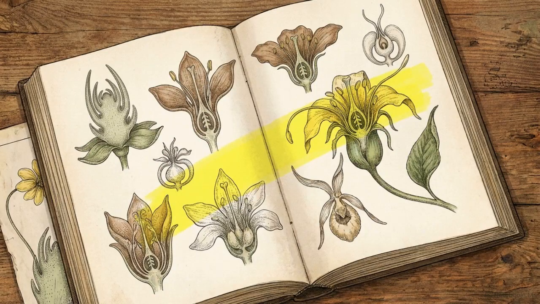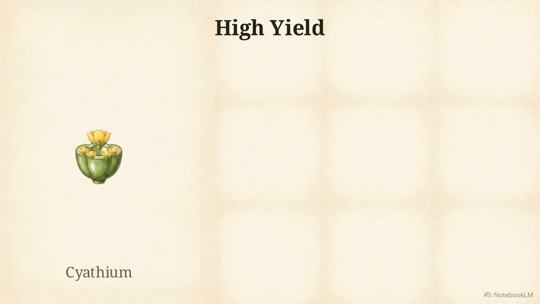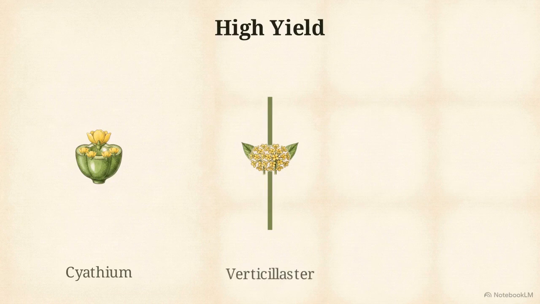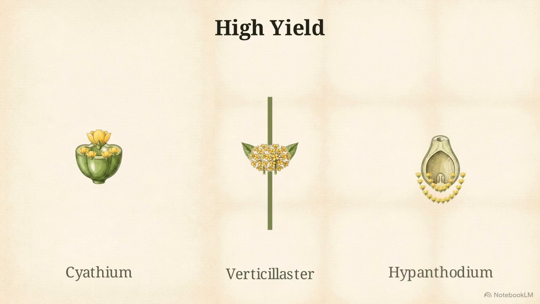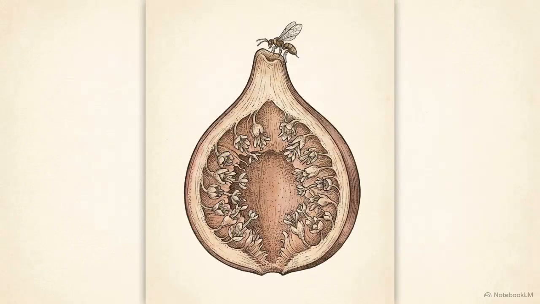Beyond the standard rules, there are special inflorescences, highly modified clusters that frequently appear on board and NEET exams. The cyathium uses a cup-shaped structure to enclose its flowers, while the verticillaster forms condensed clusters at the leaf axils that can be mistaken for simple whorls. The hypanthodium, seen in figs, features a fleshy, flask-like receptacle where the flowers are hidden entirely on the inside. These extreme structural modifications serve specialized reproductive strategies, often involving specific pollinators.